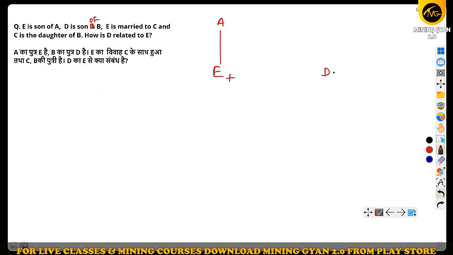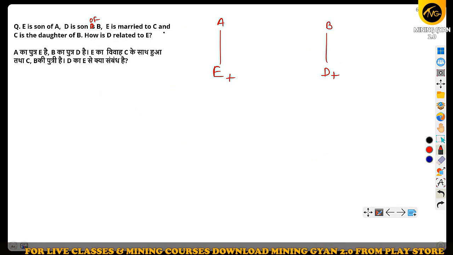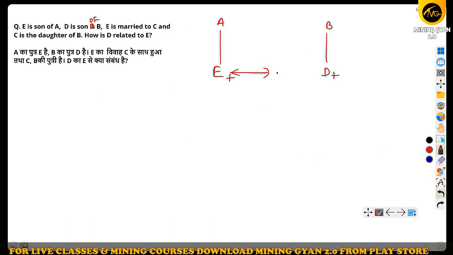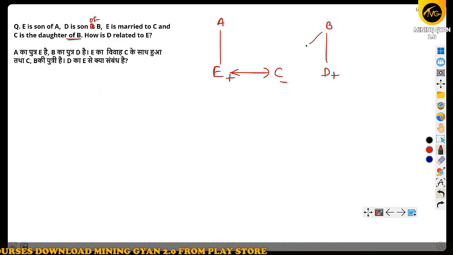Suppose D is son of B. E is married to C, so it means C is wife of E. And C is the daughter of B, because B will be father of C. That means B is in upper generation and C will be in lower generation.